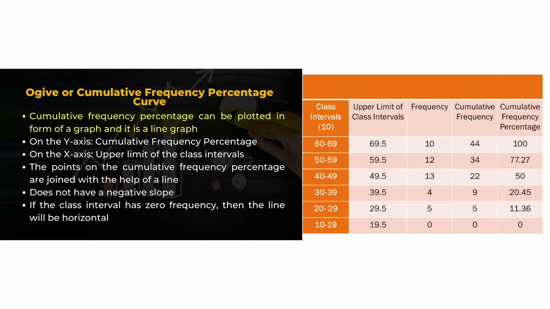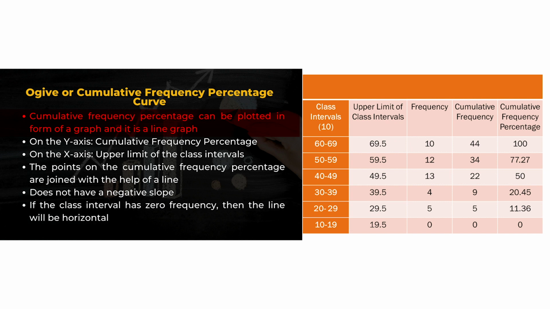So if we want to plot cumulative frequency percentage, it can be plotted in the form of a line graph, and this is known as an ogive. So what we have here, also we have an x-axis and a y-axis.